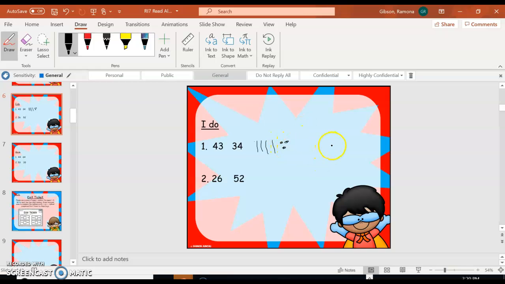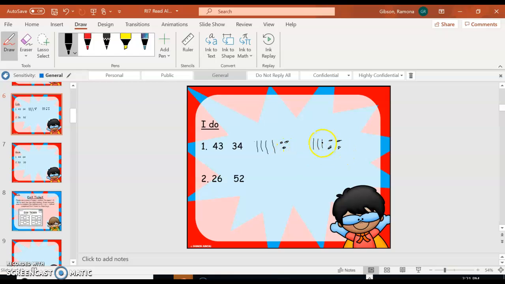Now over here on the right side, I'm going to draw the number 34. And I see that it's 3 tens and 4 ones. So 10, 20, 30, 31, 32, 33, and 34. So now we have the number 43 and the number 34.